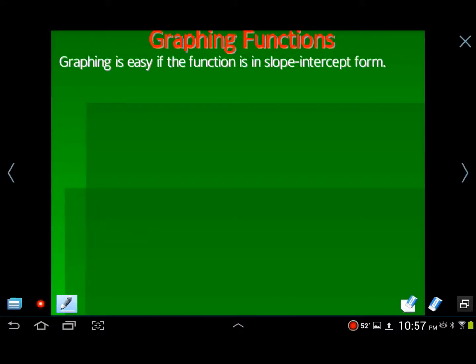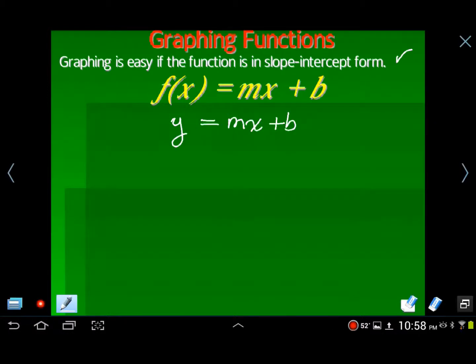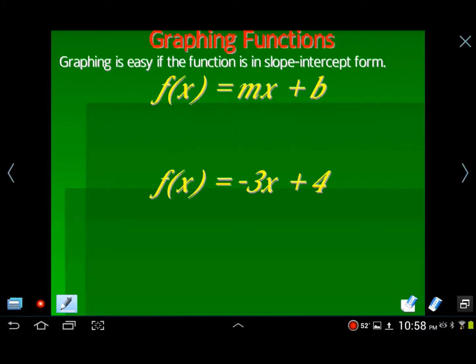Now, one of the things that you might want to do when you're graphing functions is to get the function in slope-intercept form. A lot of the questions in your textbook are already going to be in slope-intercept form. If you recall, this is the slope-intercept form. Now, you're probably more used to seeing it like this: y equals mx plus b. Since we're dealing with functions, we don't want to use y, we want to use f of x, which is the same thing.